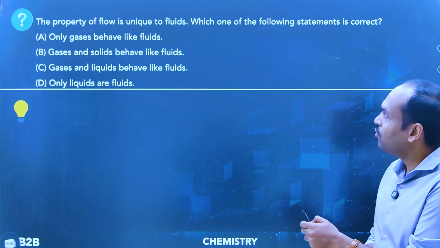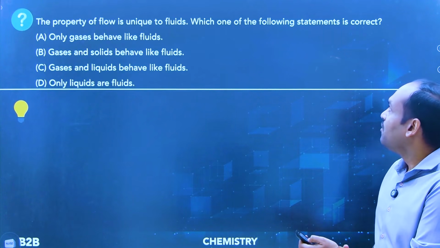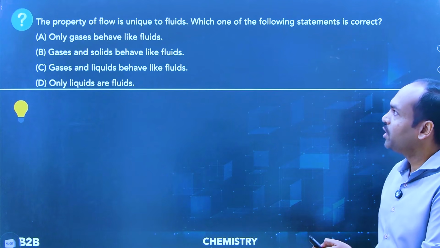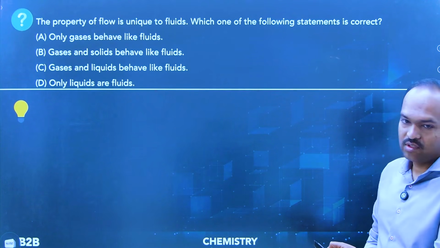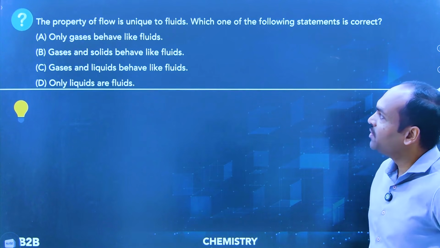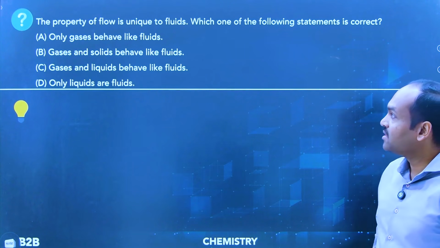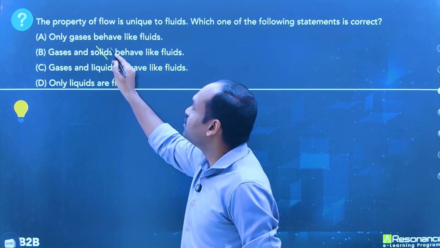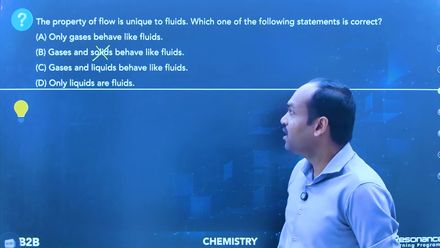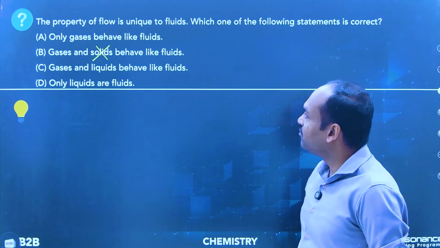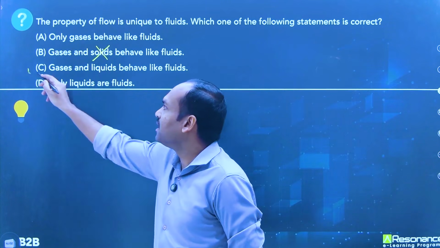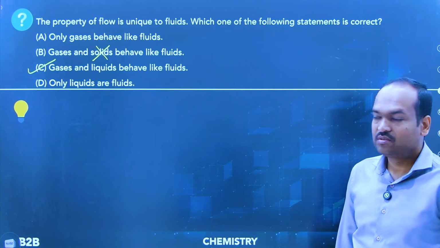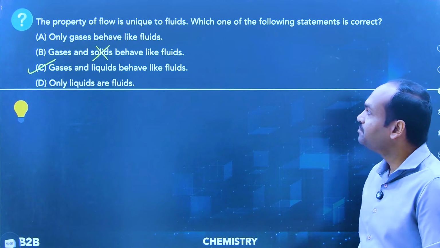The property of flow is unique to fluids. Which one of the following statements is correct? Okay, the property of flow is unique to fluids. So can I say only gases behave like fluid, or gases and solids? No, solids have no tendency to flow. So gases and liquids behave like a fluid. Yes, gases have the tendency to flow, liquids have the tendency to flow. Okay, so option C.